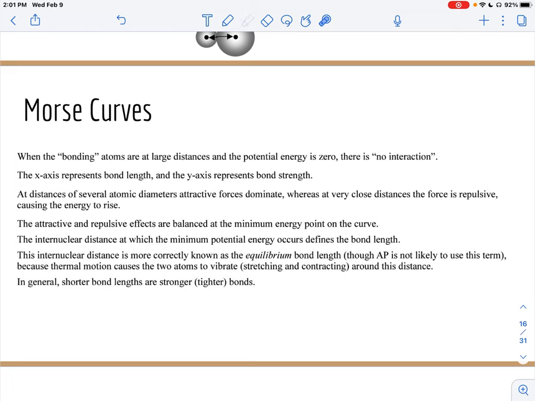And then this is another thing I want to highlight. Shorter bond lengths are generally stronger bonds, which means they're going to take more energy to break, which we'll talk about in a couple of minutes.